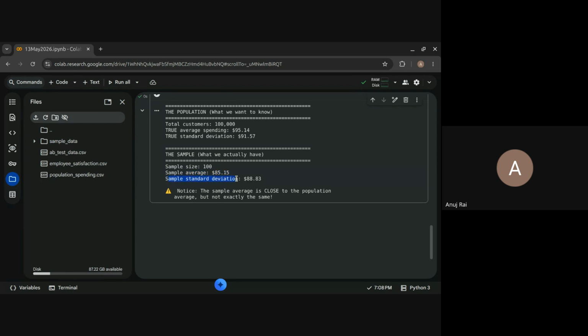And you can see the standard deviation for the sample is around 88, 91. So the sample average is close to the population average, but not exactly the same. This is the thing we always have to consider.